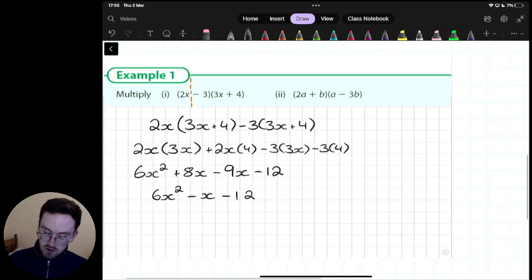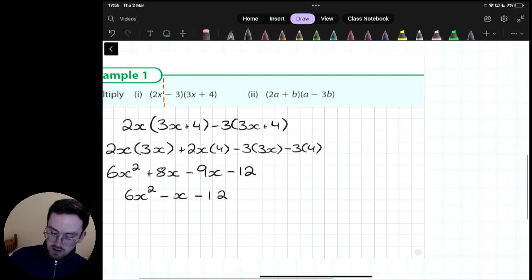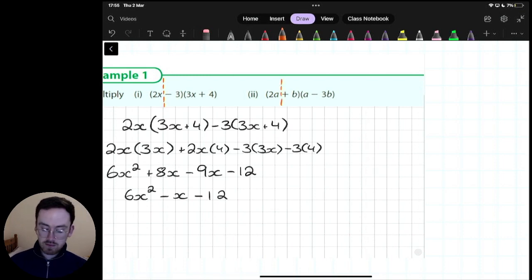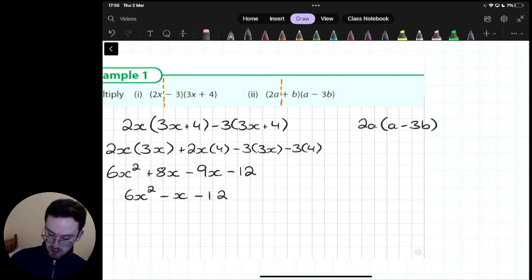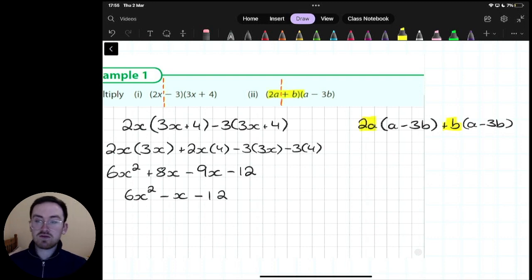Then we maybe just do the other example here as well. Again, dotted line here just before the second term, and I get 2a by a minus 3b plus b by a minus 3b. And just highlighting again to make it really, really clear what's coming from the first bracket, how we've split it up, and how the second bracket is there twice, and that's okay.